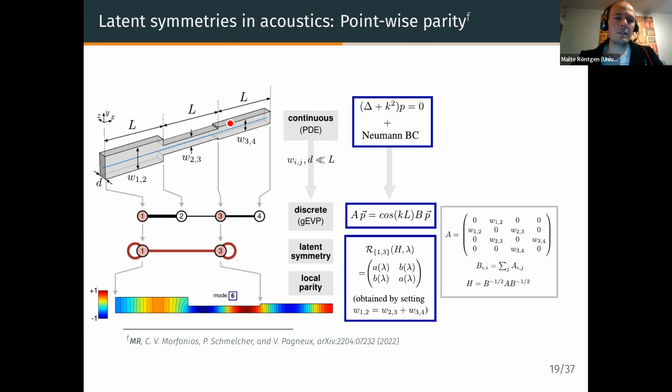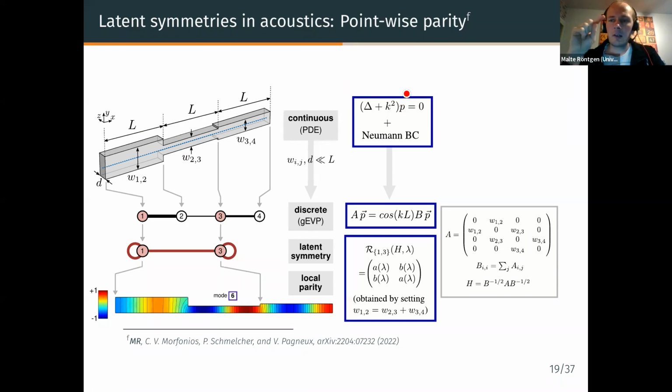It's just 3 waveguides. They have the same length, the same height, d, but different widths. And we are interested in the eigenmodes. These waveguides are formed out of steel. So if we want to know the eigenmodes of these guys, we have to solve this 3-dimensional Helmholtz equation with p being the acoustic pressure.